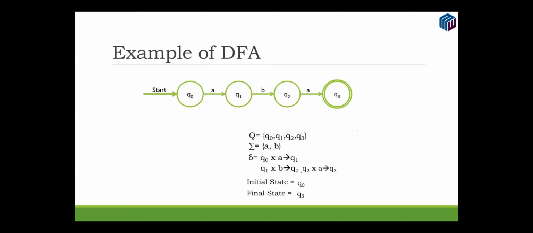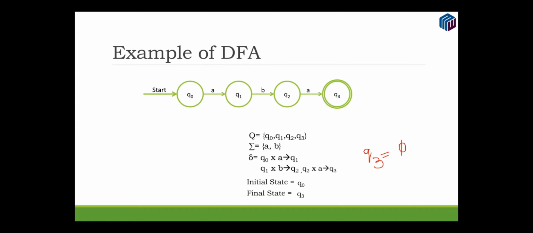If you are considering it, Q3 equal to phi. Q3 equal to phi. So the initial state is Q0. Here we have the starting symbol at Q0. Here we have the double circle for Q3, so the final state will be Q3.